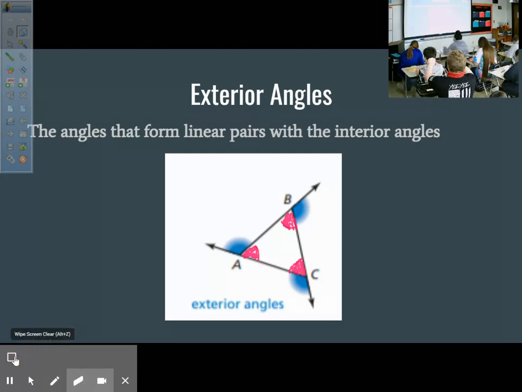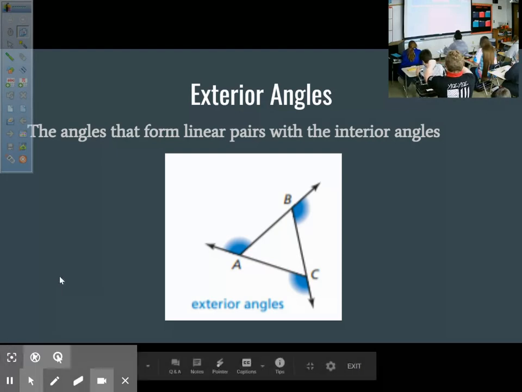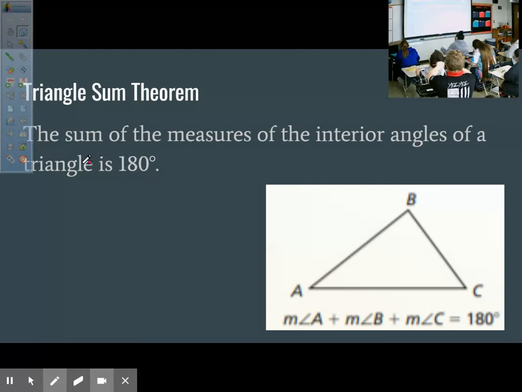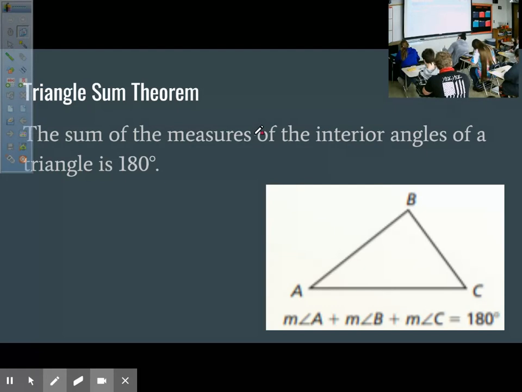Alright, so let's talk about the triangle sum theorem. First I need you to write down the definition of the triangle sum theorem. You should write this down over on the left. The sum, which means to add, of the measures of the interior angles of a triangle is 180 degrees. So right now you need to be writing that definition down.